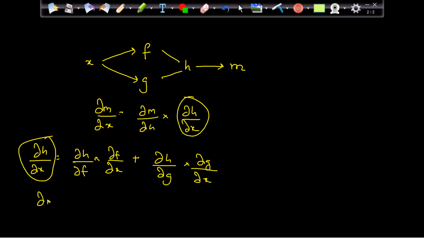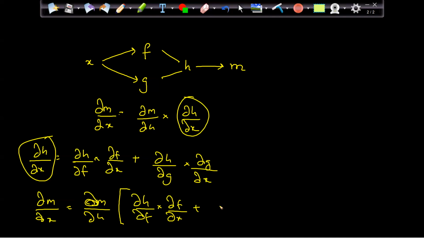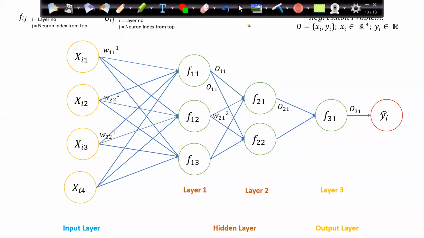And now my ∂m/∂x is going to be ∂m/∂h multiplied by ∂h/∂f times ∂f/∂x plus ∂h/∂g multiplied by ∂g/∂x. This is what my equation is. As simple as that, right? So that is what is happening in this particular scenario also, and that is what we have to implement.